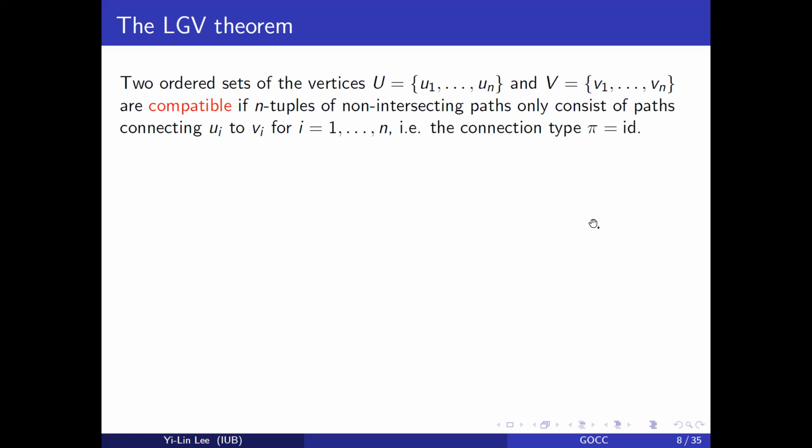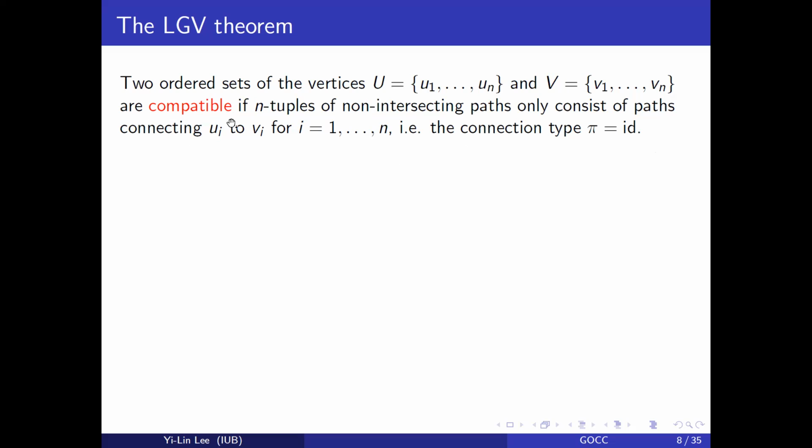And there's a special case. Before saying this special case, let me introduce a notion called compatibility of these sets. We say U and V are compatible if the only way to form n-tuples of non-intersecting lattice paths is with the paths going from U_i to V_i for all i. In other words, that is the case when the connection type is the identity element.